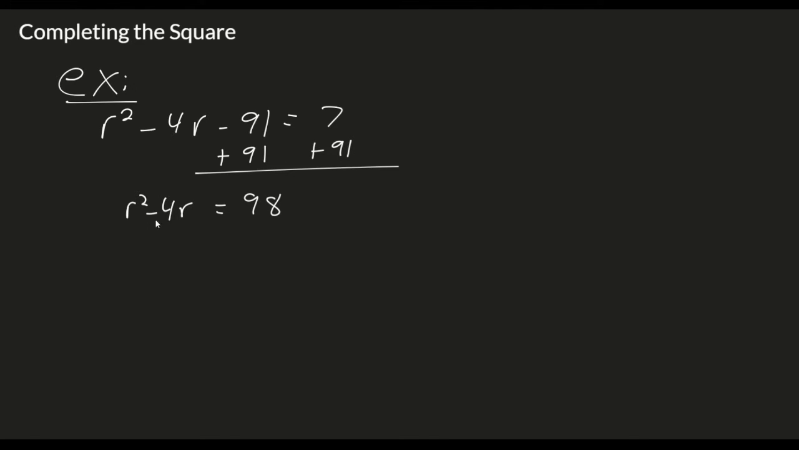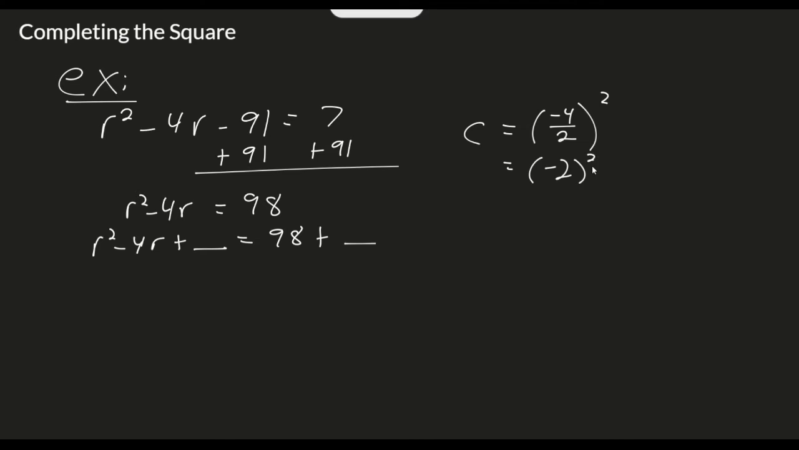So I have a nice little quadratic expression here that I'm going to go ahead and complete the square on. So I'm going to add some value to it, and as we did in the previous example, I'm going to add some value to the right side to keep it balanced. So looking at the left, I have r squared minus 4r plus some number. Minus 4 is my b value. So c equals b, minus 4 over 2 squared. That's negative 2 squared, or 4. So I add in 4, and then I add 4 to the other side.